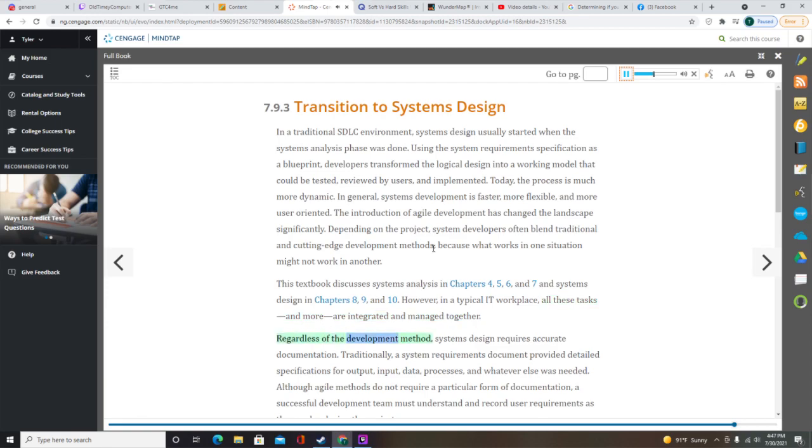Regardless of the development method, systems design requires accurate documentation. Traditionally, a system requirements document provided detailed specifications for output, input, data, processes, and whatever else was needed. Although agile methods do not require a particular form of documentation, a successful development team must understand and record user requirements as they evolve during the project.